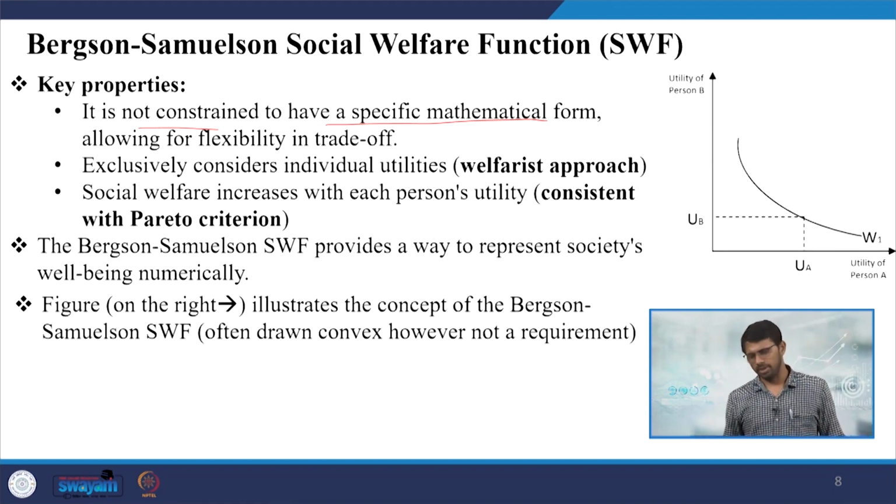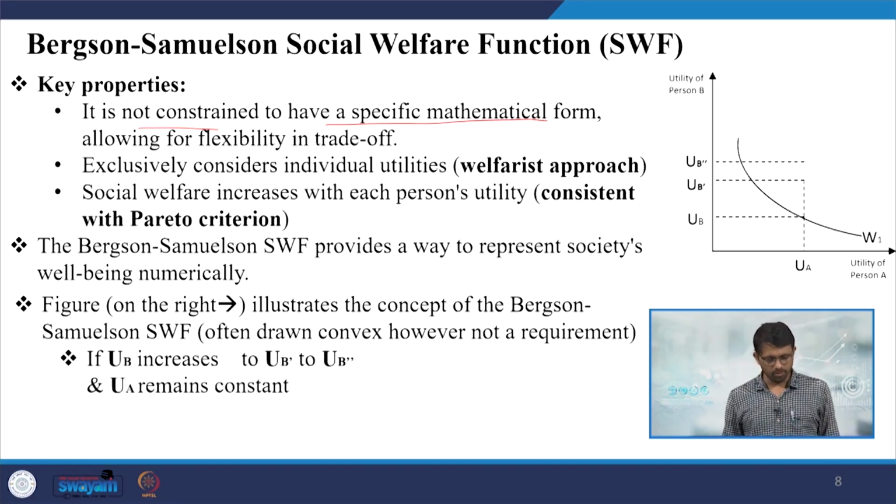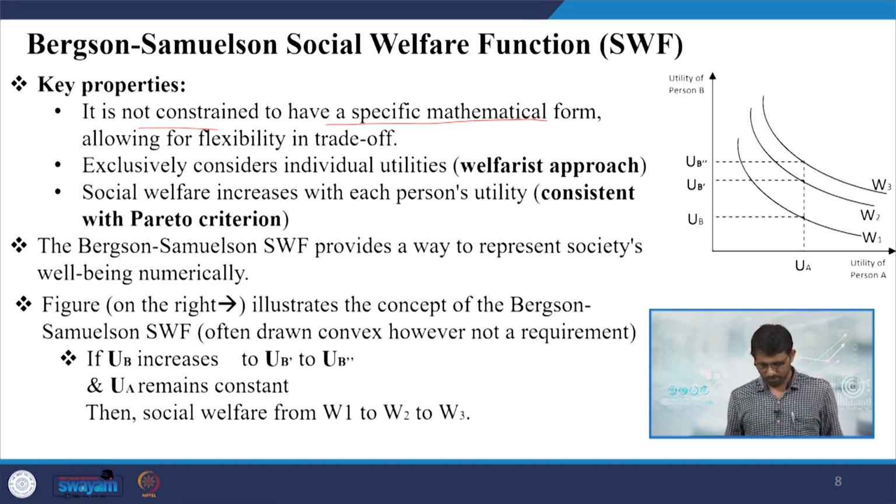In this figure, W represents the Bergson-Samuelson social welfare function, and it is often drawn as convex, though it is not necessarily always the case. If UB increases to UB prime and UB double prime while UA remains constant, then the social welfare function shifts to the next level, W1 to W2 and W3 respectively. So you can check the changes, there are some shifts.